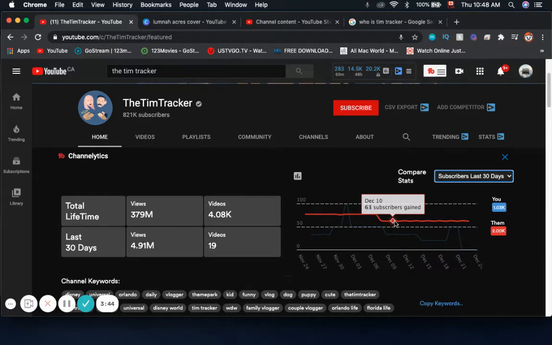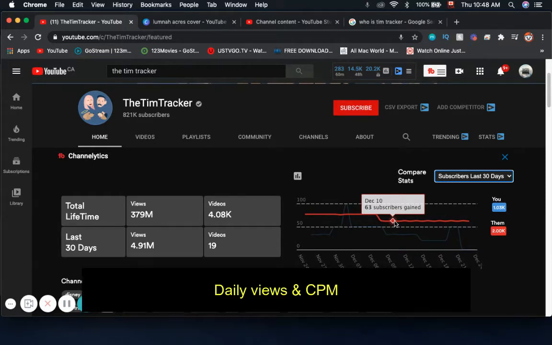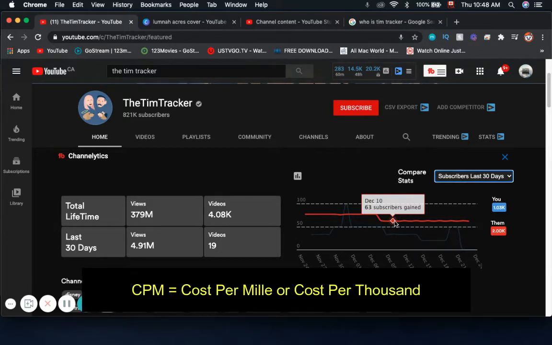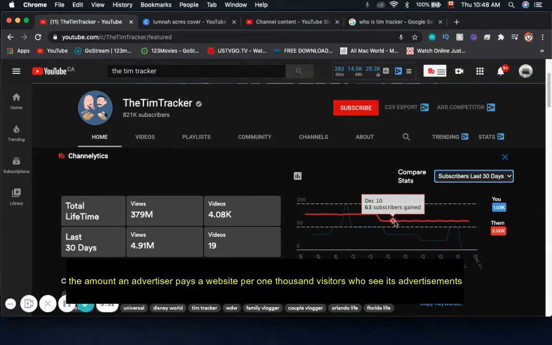Well, to calculate that, we need two things. We need the daily views and CPM. And CPM is cost per mil. And mil is Latin for 1,000, so cost per 1,000. Basically, CPM stands for when the publisher is willing to pay the content creator for every 1,000 ad impressions that they see. So for every 1,000 times that there's an ad, the publisher will pay the content creator a certain amount, and that's the CPM.